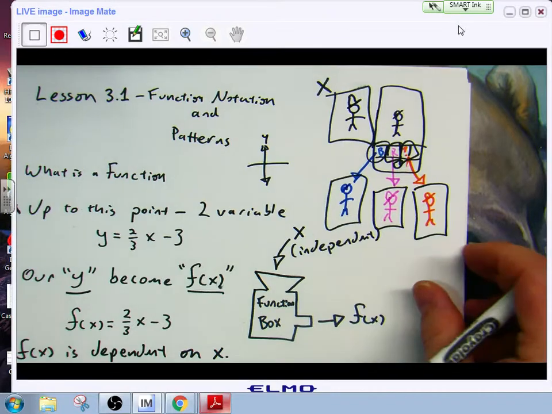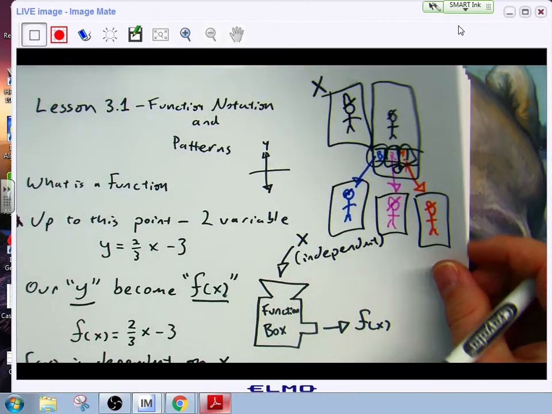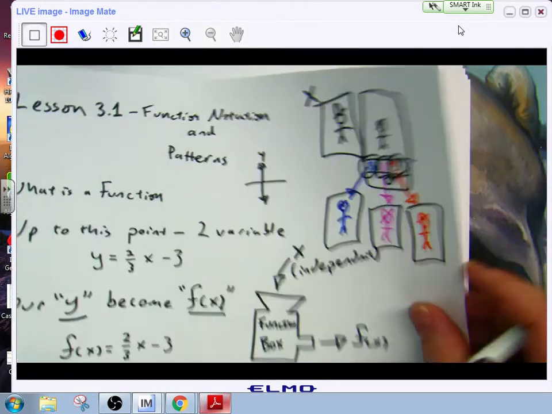So let's look at what I mean by this. I'm going to use that same example we've already been using, f of x. Here, let's do an example.